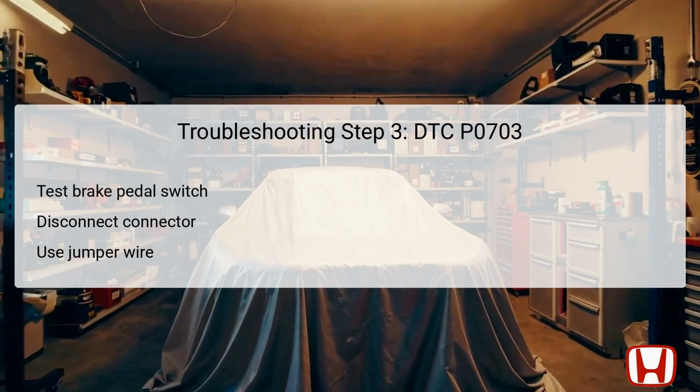Begin by turning the vehicle off and disconnect the 4P connector from the brake pedal position switch. Connect a jumper wire between terminals A and B at the connector to facilitate testing. After connecting the jumper, turn the vehicle back to the on mode and again measure the parameters using the HDS.